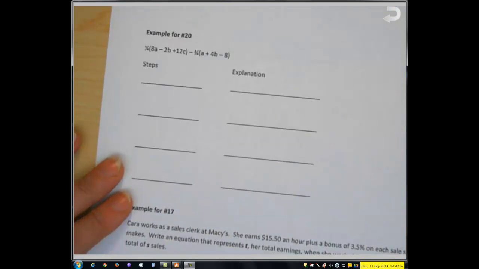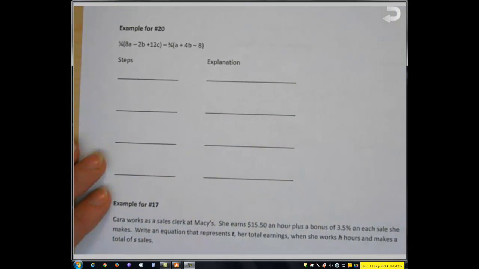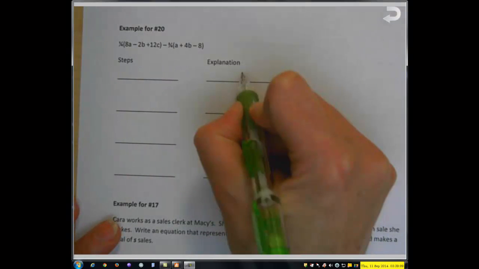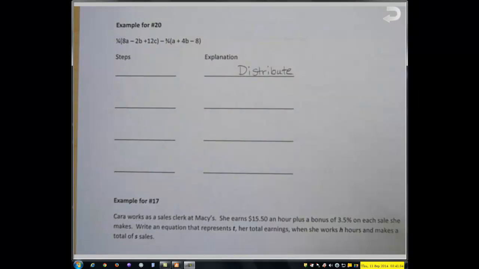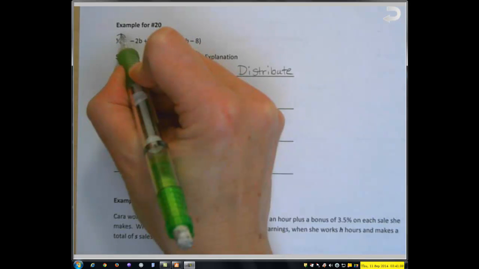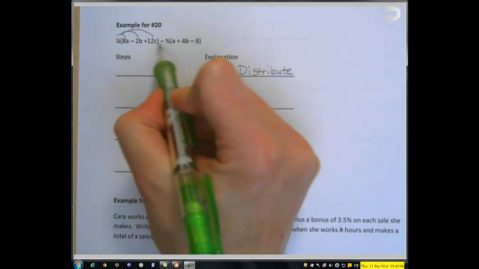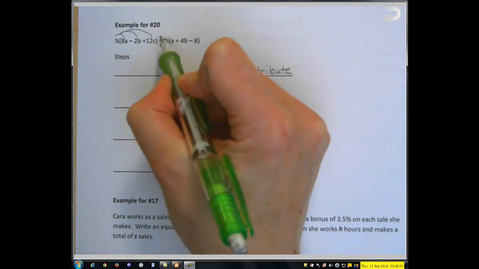Flip your paper over and we'll look at the example for number 20. This example has fractions in front of the parentheses, but this does not change our process. We are still going to distribute. Very first thing. In the first set of parentheses, we are going to distribute the 1/4 through the parentheses. And in the second set of parentheses, we're going to distribute the -3/4 through the parentheses.